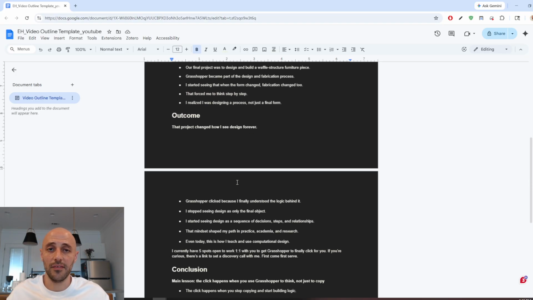And after the project, I started to develop my skills. I started to develop this enthusiasm towards computational design tools and tried to see how things were built, how they were designed step by step. And that mindset basically shaped my path in practice, academia, and research. Even today, this is how I teach computational design in my courses. And I am teaching it at a university in the United States where I am a PhD student as well.